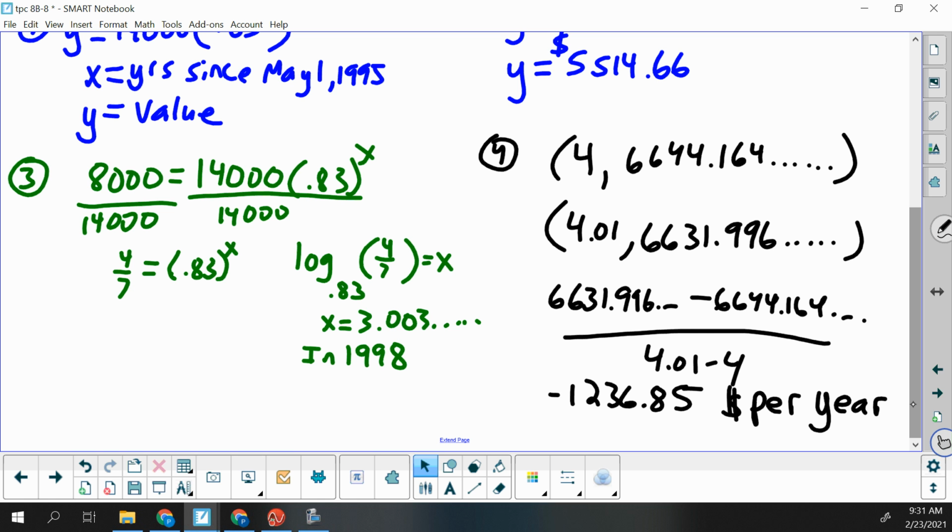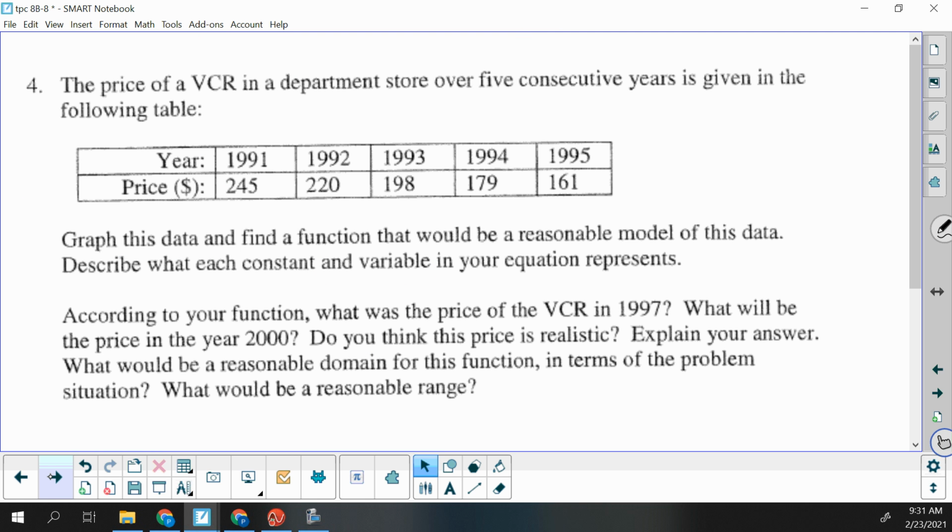All right, going to the next one on page 5. There's questions from long ago. Okay, very few people have VCRs anymore, but the price of a VCR in a department store over 5 consecutive years is shown. We're going to graph the data and see what would be a reasonable model for this data. Describe what each constant represents. We're actually going to skip that part, and we're going to just come up with a function for it.